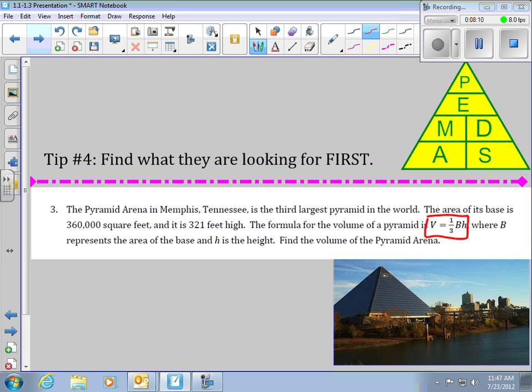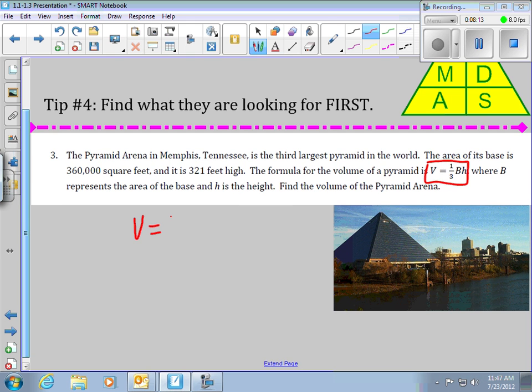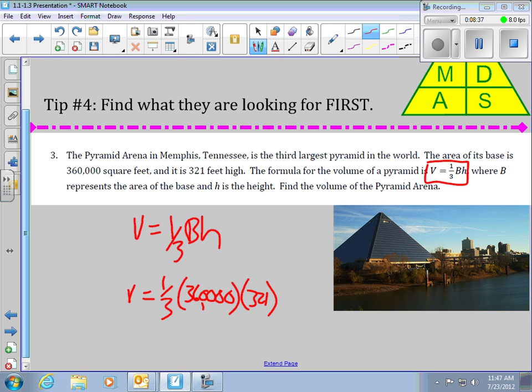So we're going to use this formula. Volume equals 1/3 base times height. So I'm going to say 1/3 times my base. Area of the base is 360,000 square feet. And the height, they said, is 321 feet. So I guess I would divide 3 into 360,000. That's going to give me 120,000 times the 321. And that is equal, once again, the answer is 38,520,000 cubic feet. That'd be the area of this pyramid in Memphis, Tennessee.